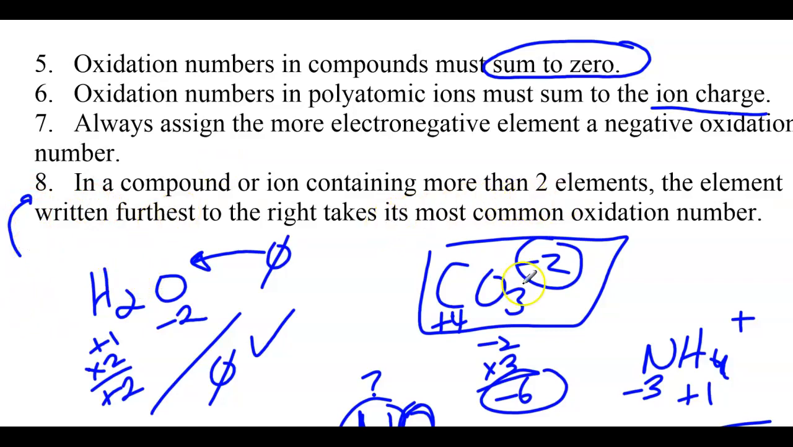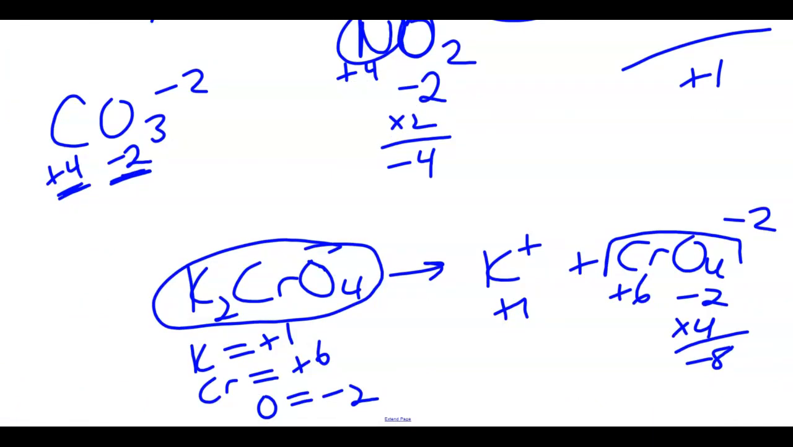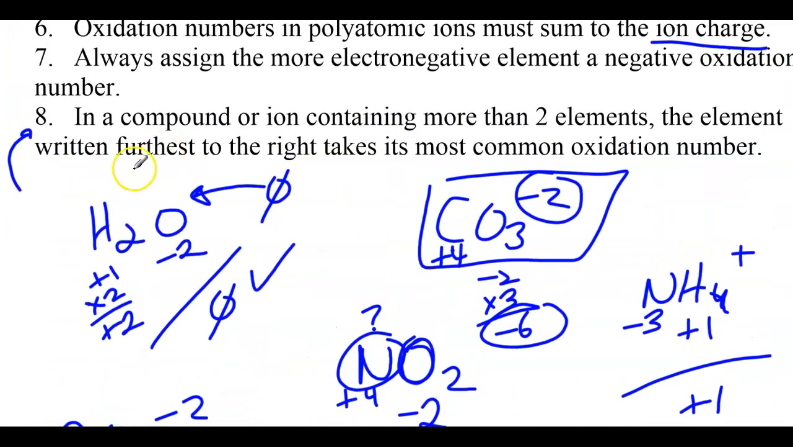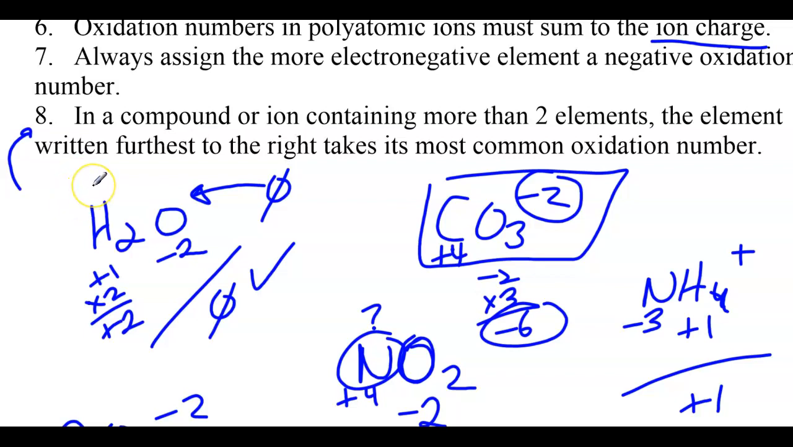And then, of course, this is number 8. In a compound or ion containing more than 2 elements, the element written furthest to the right takes the most common oxidation number. At the back of your book, you don't really have information on oxidation numbers. Let me just confirm this. No, you don't. Maybe we'll come across a specific example that this will apply to, because to be honest, you're already going to naturally be doing this. I don't think I ever recall having to go through these last 2 specific rules. They're kind of something you're already doing. But anyways, let's look ahead to the next section and then we'll do some practice problems.